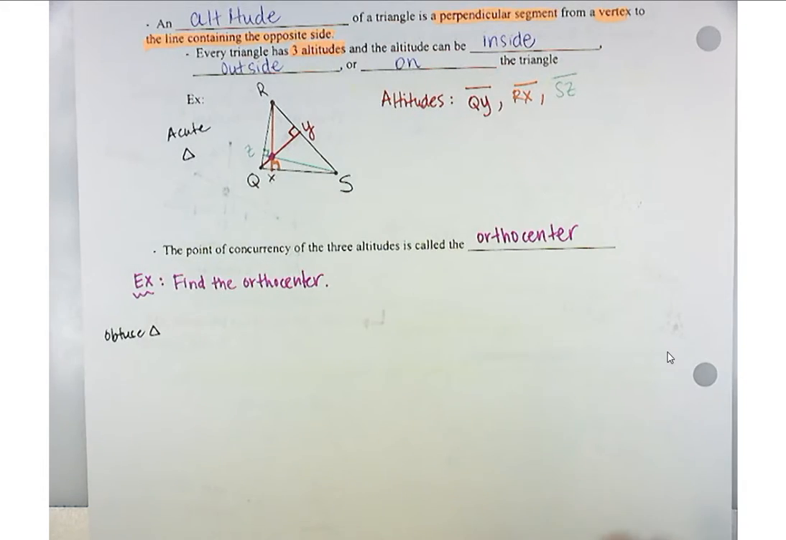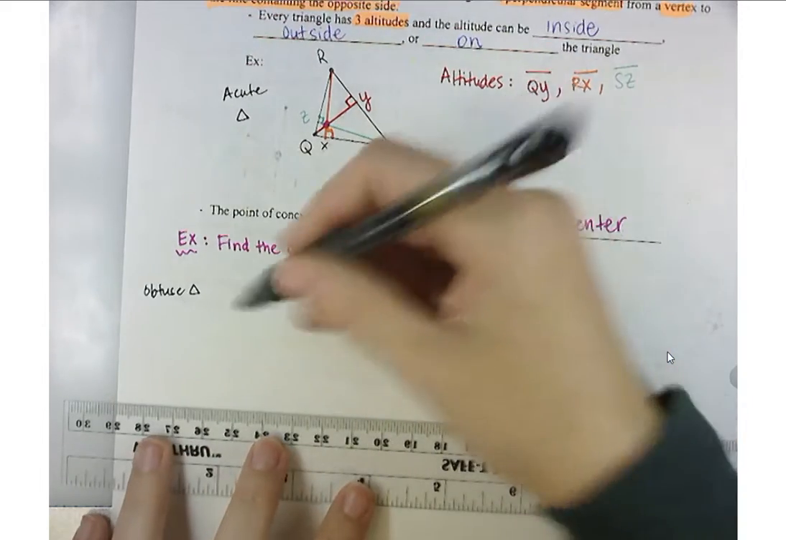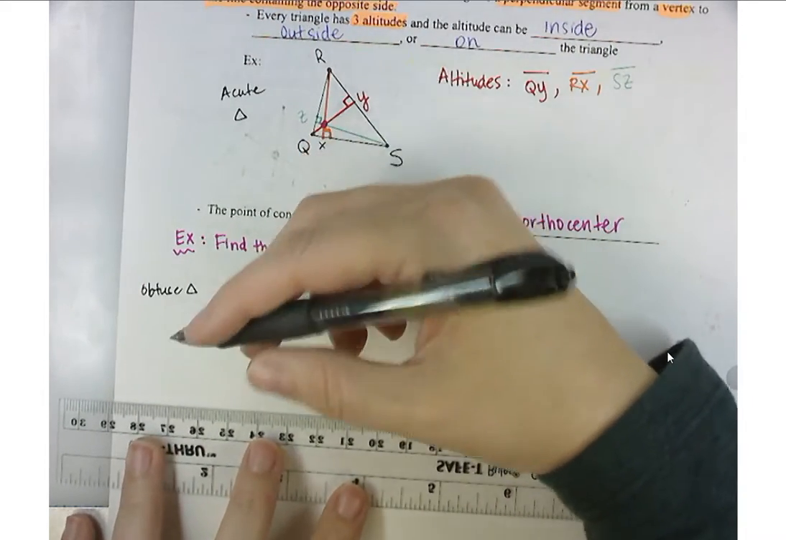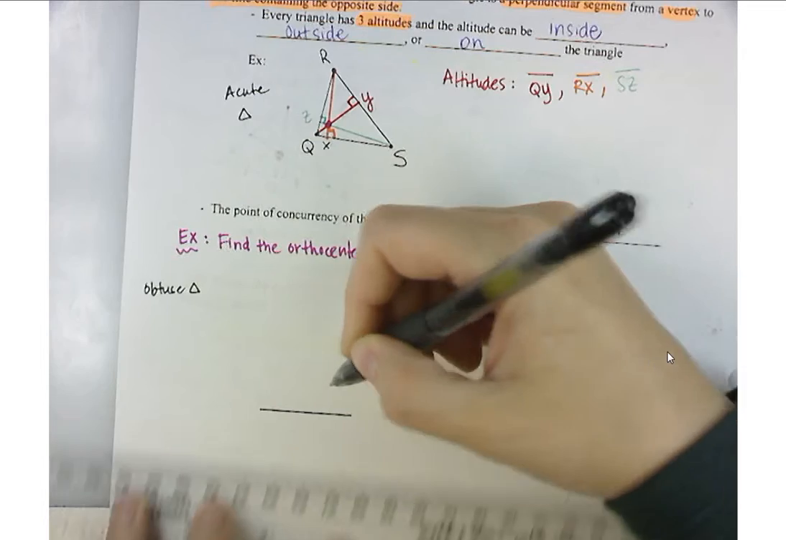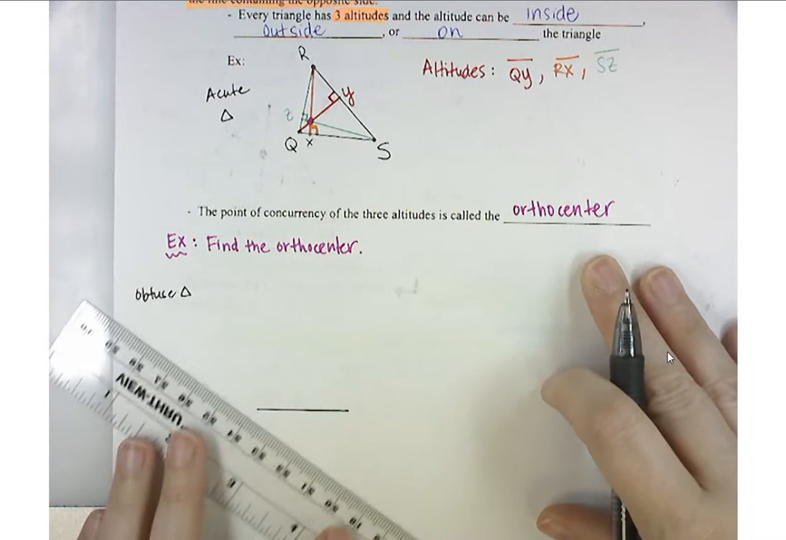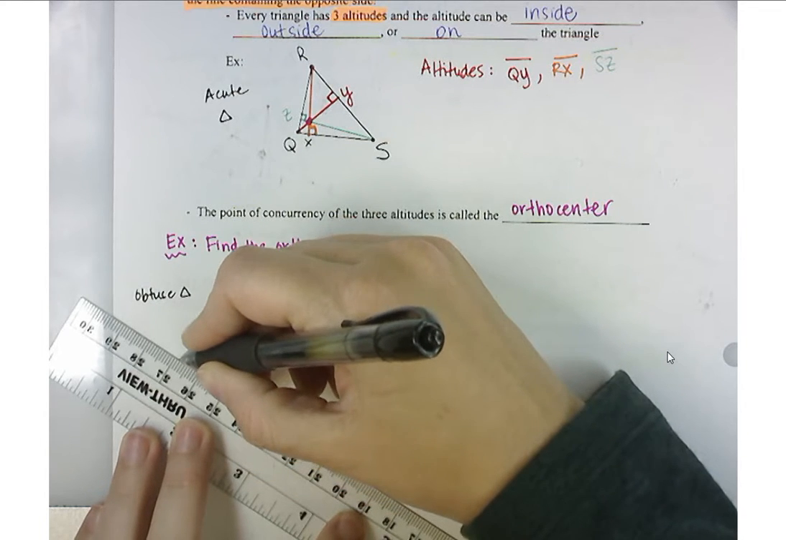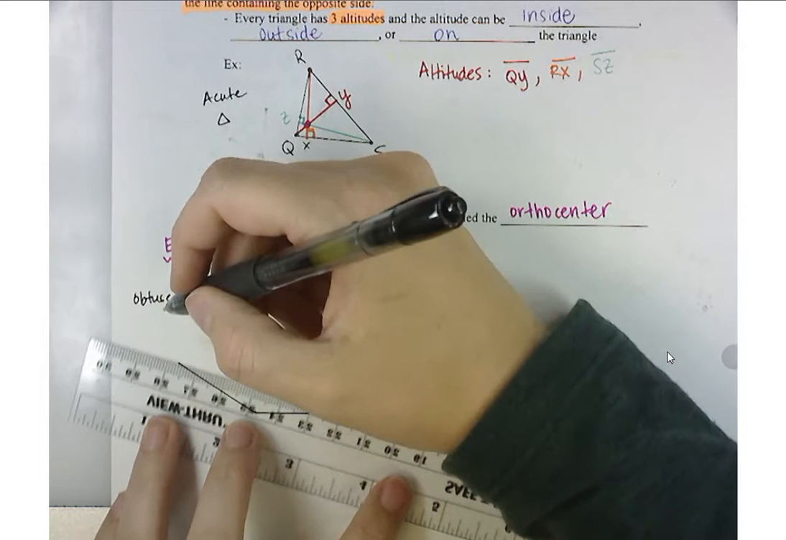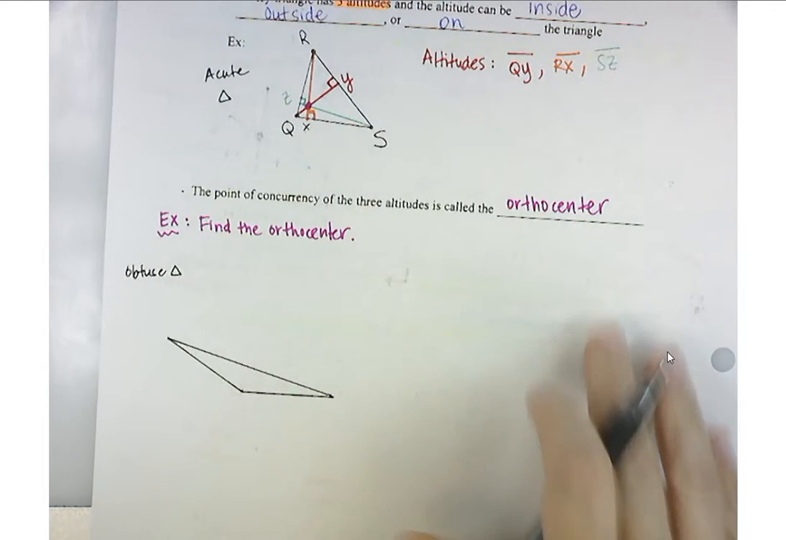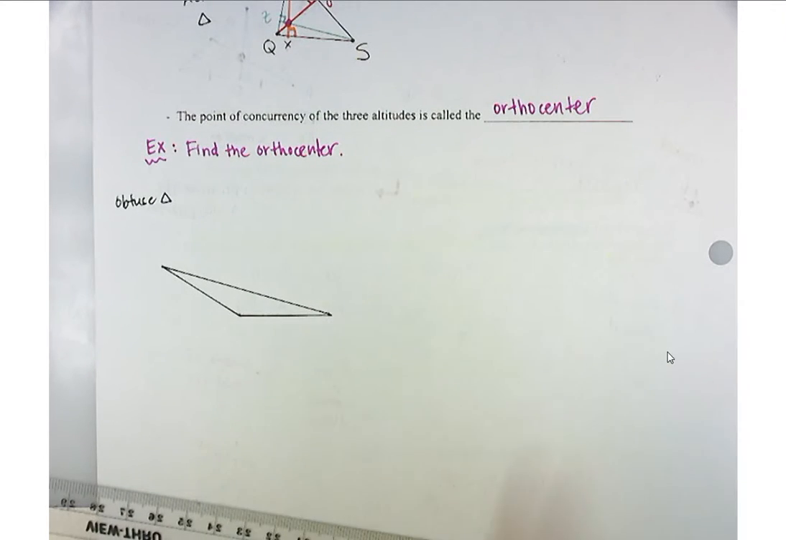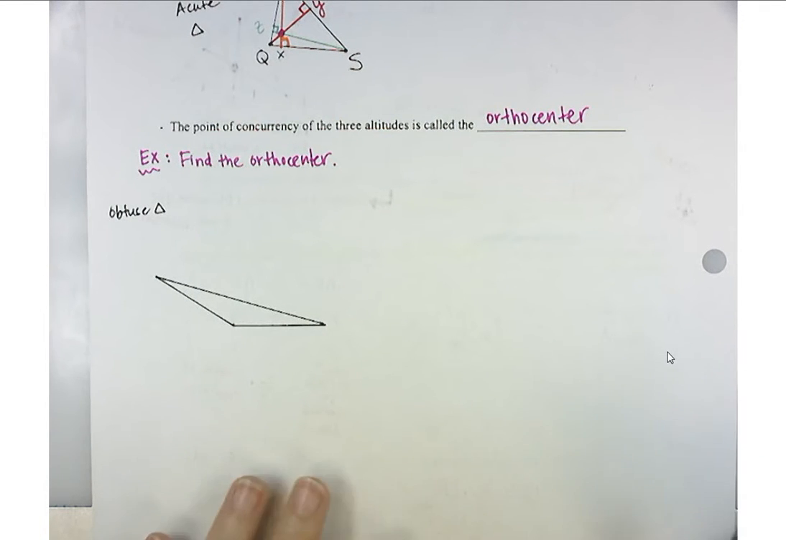Okay, so we are going to draw an obtuse triangle. No hitting on my triangles, okay? We're going to do the obtuse one first, and you're going to have to give yourself some room here. So I'm going to start here. And again, you just have to make sure you have an obtuse angle. Okay, so that's my obtuse one.